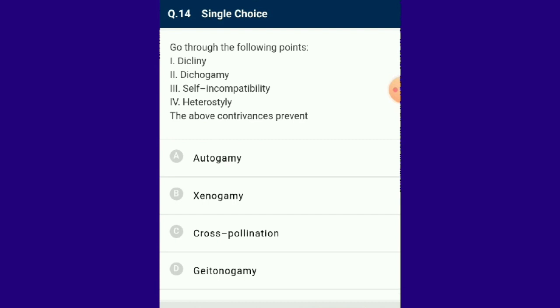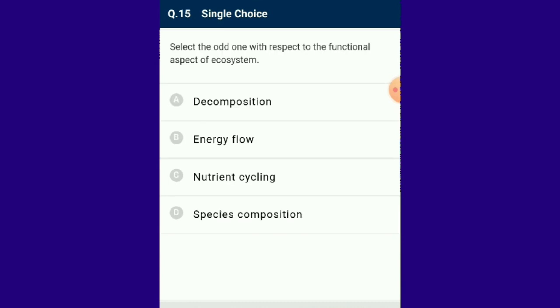Dichogamy is the different maturation of male and female organs. In protandry, the androecium matures earlier than the gynoecium. In protogyny, the gynoecium matures earlier than the androecium. So the answer for this question is option A. Dicliny, dichogamy, self-incompatibility, heterostyly.